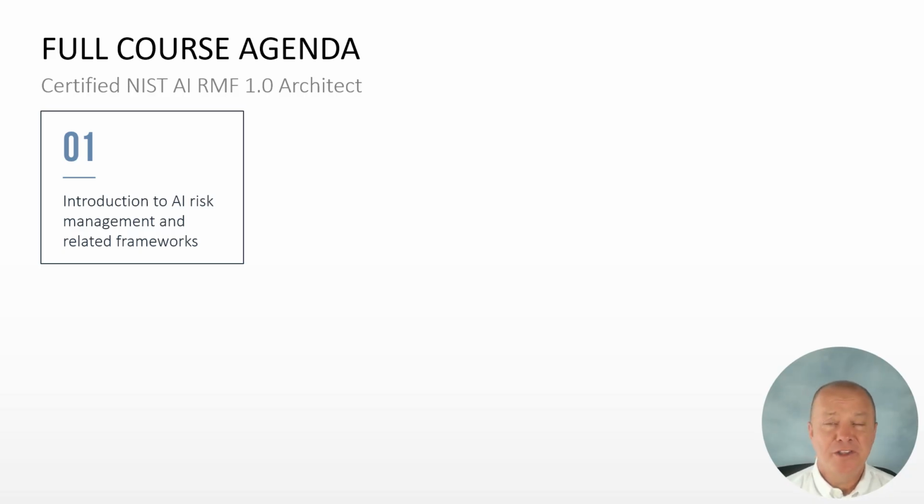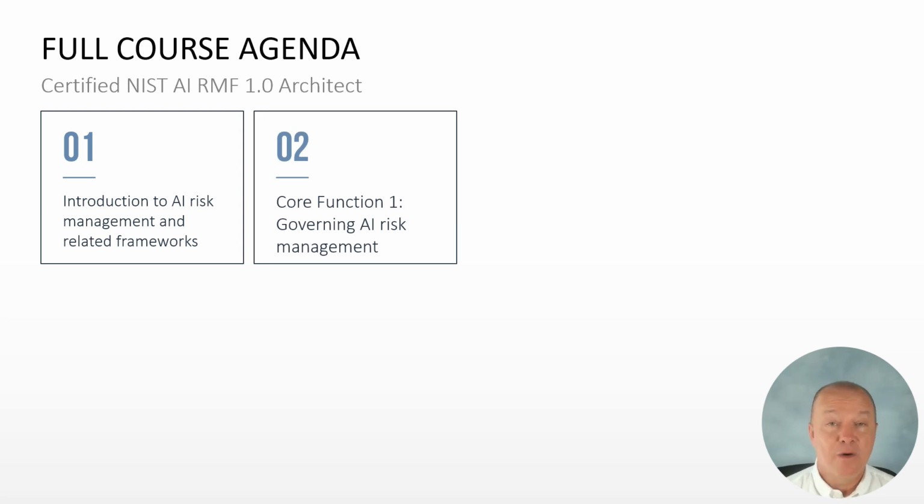So let's talk about the training itself. The training begins with this introduction to AI risk management and related frameworks. It sets the context and the stage for understanding the benefits and the implementation of the AI risk management framework by NIST. We will then go on to begin our NIST AI Risk Management Framework 1.0 training with understanding the first core function, governing AI risk management.